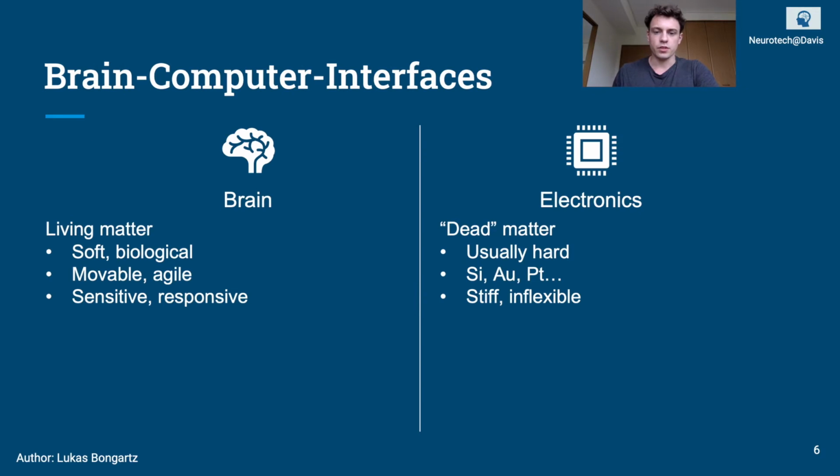So let's have a look at brain-computer interfaces. When we want to connect the brain to electronics, we might first consider the macroscopic material properties. On the one hand, we have the brain, which matter, of course, is quite soft and biological. It also moves and performs some pulsation in living systems. And additionally, it is sensitive to external influences. On the other hand, we have the computer or its electronics, which usually consists of hard metals like silicon, gold, and so on. And these metals are quite stiff and inflexible, of course.